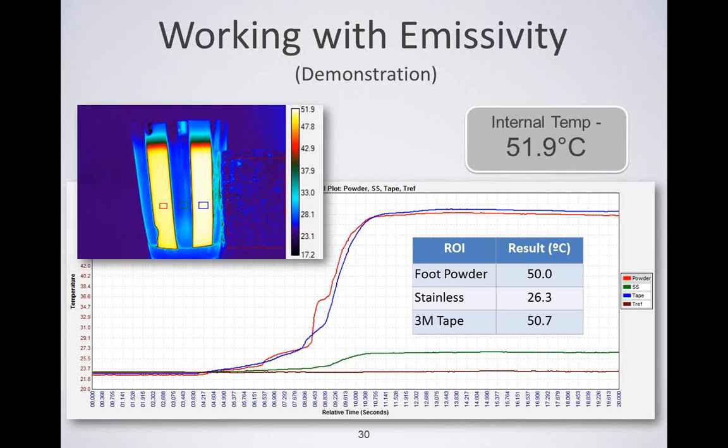From the chart, we see that the 3M tape and the foot powder coatings produce fairly accurate results without any emissivity correction when compared to the internal thermocouple temperature of 51 degrees C. The measurement from the stainless steel surface, however, varies dramatically from the internal thermocouple measurement, with a difference of more than 25 degrees.